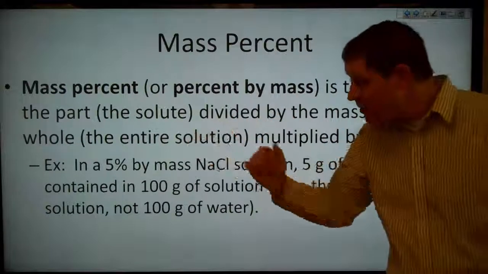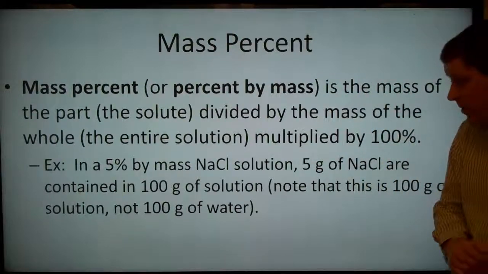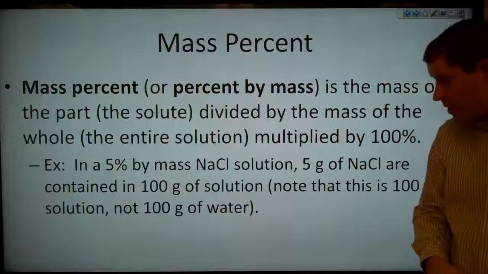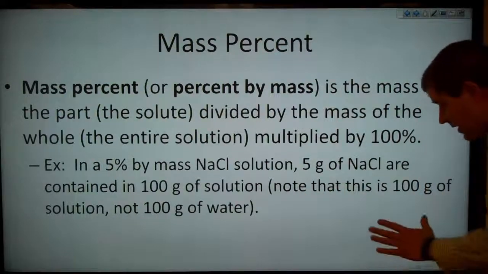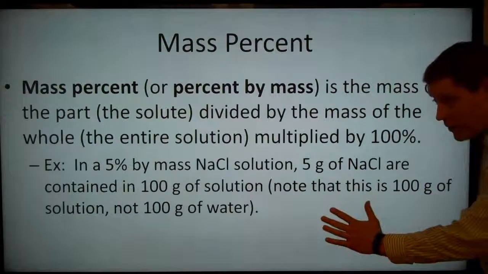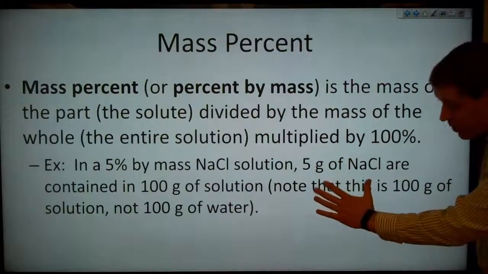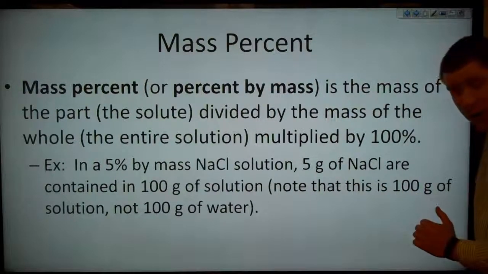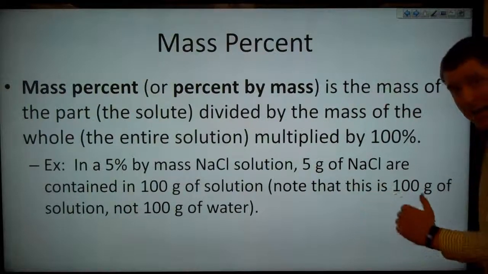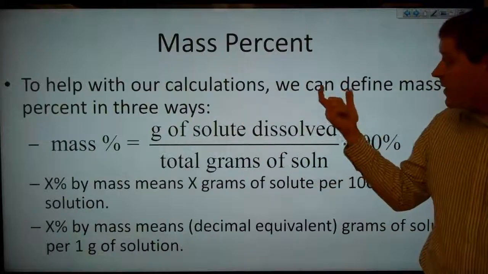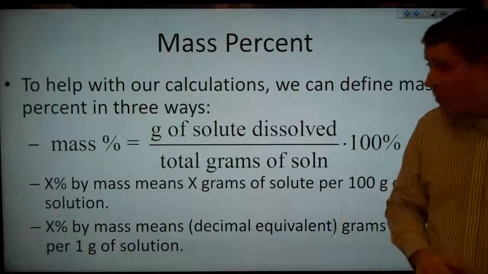For example, in a 5% by mass sodium chloride solution, 5 grams of sodium chloride are contained in 100 grams of solution. Note here that this is 100 grams of solution, not 100 grams of water. If we have 5 grams of sodium chloride, then in that 100 grams of solution, we have 95 grams of water. To help with our calculations, we can define mass percent in one of 3 ways.